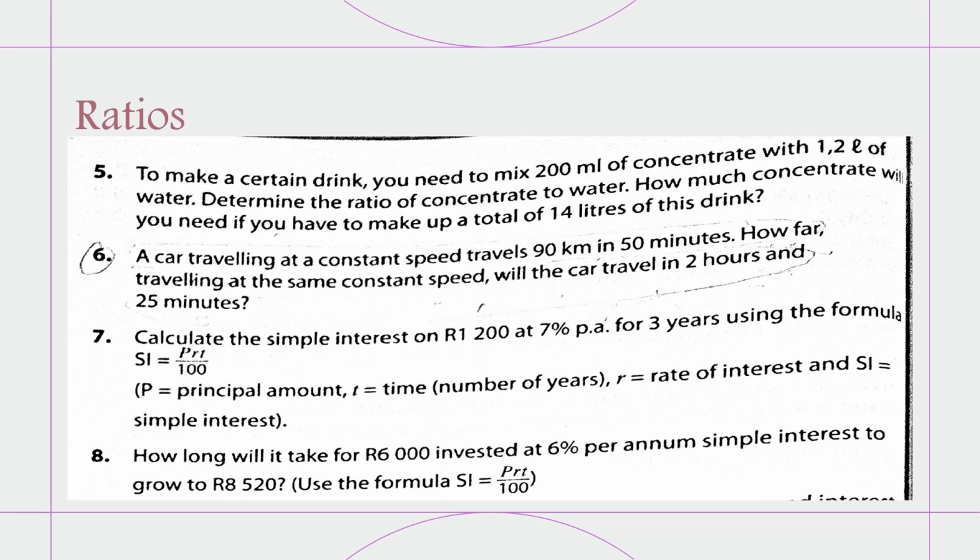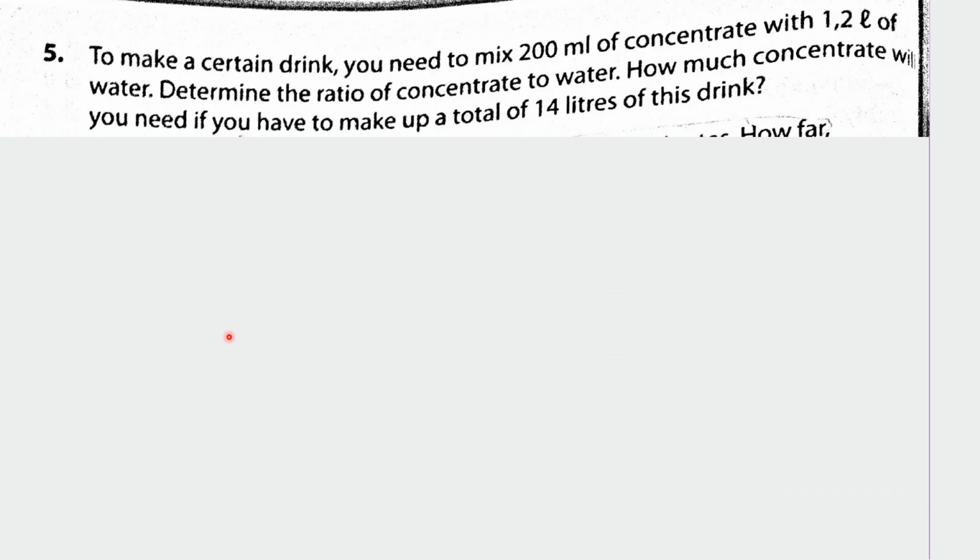Now let's look at question 5, 6, 7, and 8. Without any waste of time, let's just get right on it. So question 5. Question 5 says that to make a certain drink, you need to mix 200 mils of concentrate with 1.2 liter of water. Determine the ratio of concentrate to water.